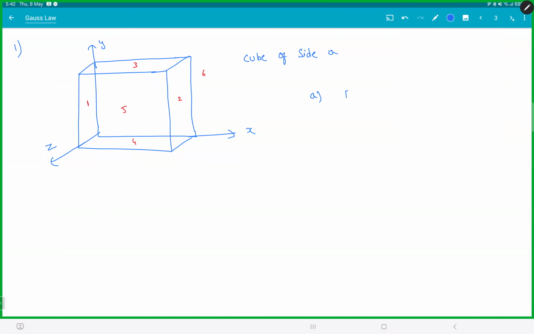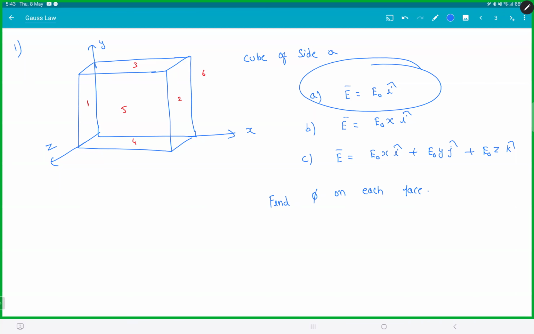Now, if the electric field is E naught i cap, a constant field. Second question, if the electric field is E naught x i cap, so the field is changing with the x coordinate. Third question, if the electric field is E naught x i cap, plus E naught y j cap changing along the y-axis, plus E naught z k cap changing along the z-axis. Three different questions. Find the flux on each face. Meaning, if the field is E naught i cap, find the flux on face 1, 2, 3, 4, 5, 6. If the field is E naught x i cap, find the flux on 1, 2, 3, 4, 5, 6. So there are like 18 questions here.